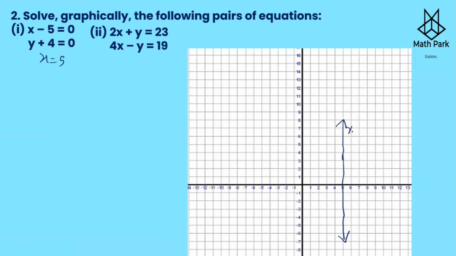Great. So x minus 5 is equal to 0 is the line. The next is y plus 4 is equal to 0, where it is y is equal to minus 4. So y is equal to minus 4 is this line.